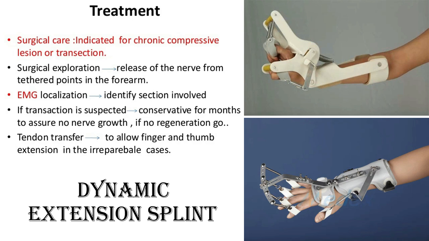the patient is suffering from persistent radial palsy, then, as the radial nerve is so important that for any normal function the extensor group of muscles has to work, what will be the next line of management? It is tendon transfer. It will allow finger and thumb extension and allow some normal work.